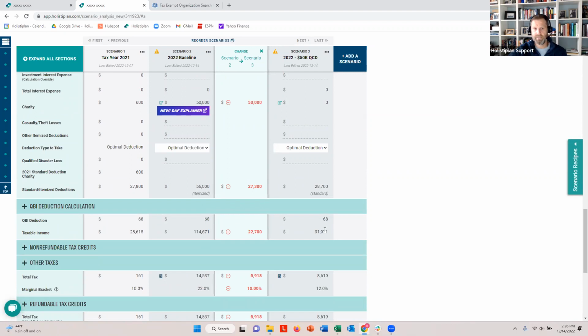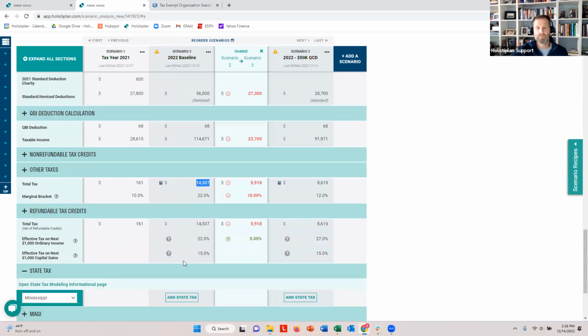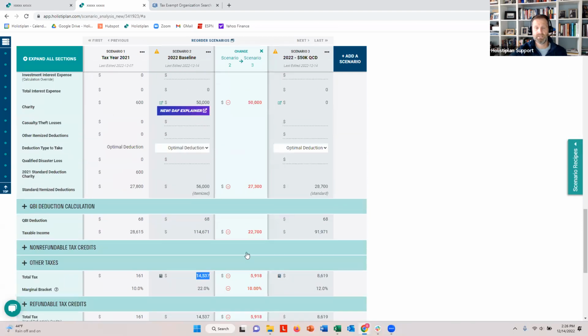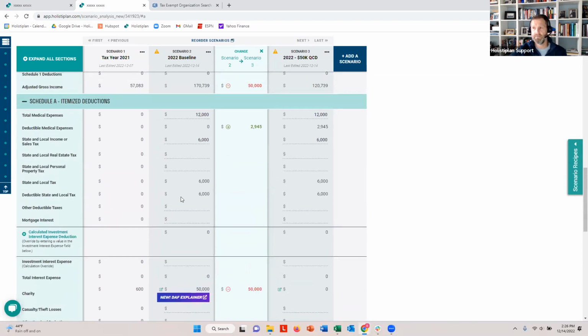But now when I come over here, taxable income, even with this big itemized deduction, is still lower on the right-hand side. And because I'm lower, I'm actually going to be in a lower marginal bracket. So my total tax is about $8,600 less than it is on my left-hand side. So AGI is lower, taxable income is lower. I've gotten into a lower tax bracket with my ordinary income. So that's where I'm going to get that the QCD is better, even if I'm itemizing.